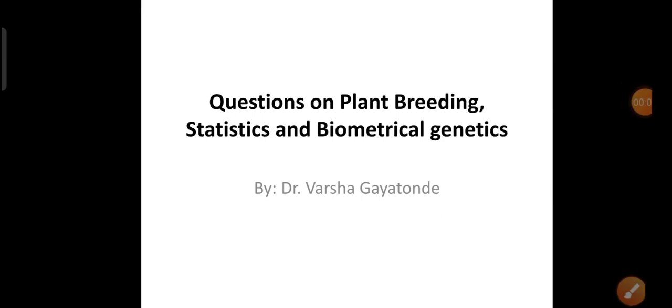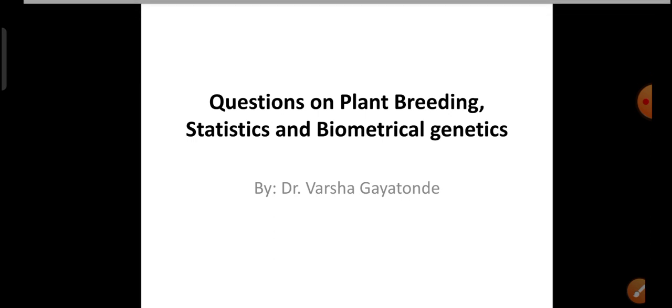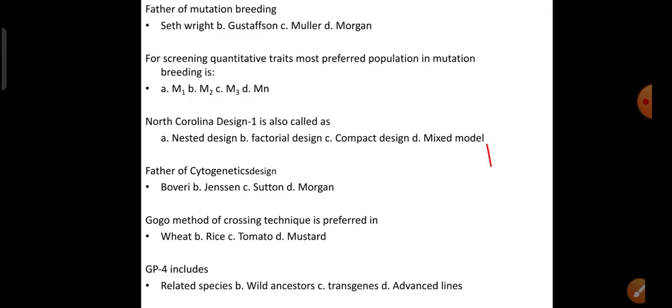In this video, I am going to discuss some of the questions on plant breeding statistics and biometrical genetics. Let us discuss one by one. The first question is father of mutation breeding. The four options given are Seth, Gustafson, Muller and Morgan. Here the answer is Gustafson.